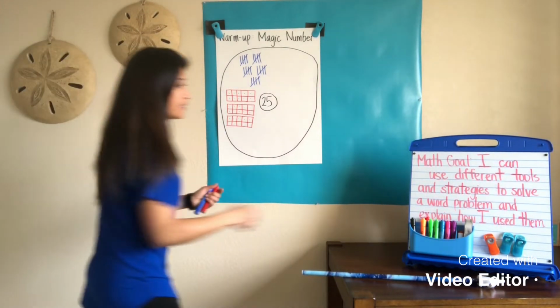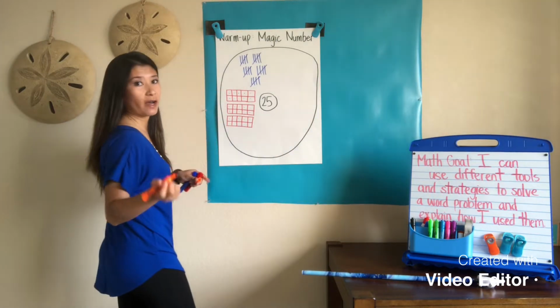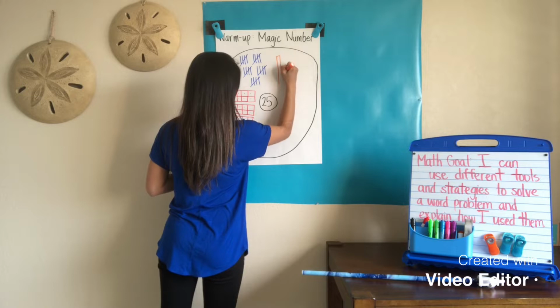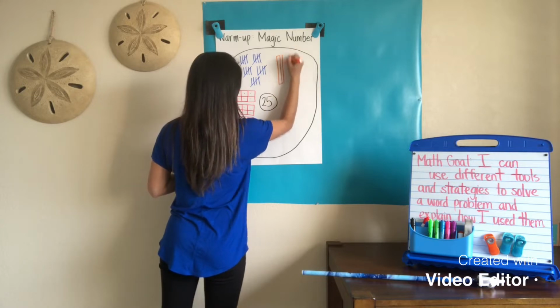Maybe you use base 10 blocks to show the number 25. If you remember, to show a long or a 10, you just draw a long rectangle, 10, 20, and then draw 5 small squares.